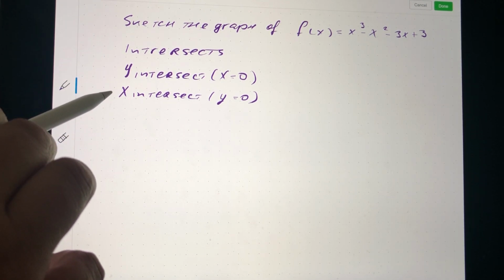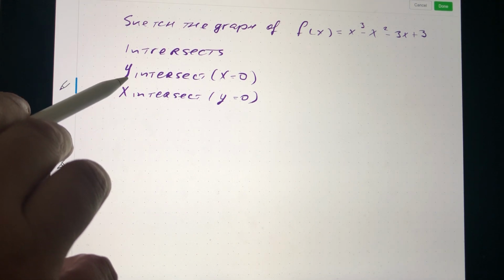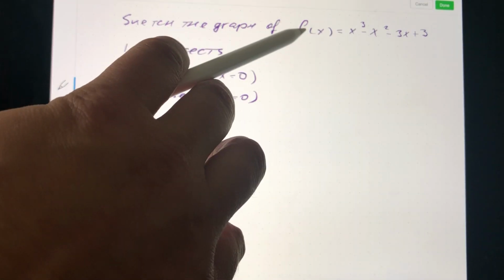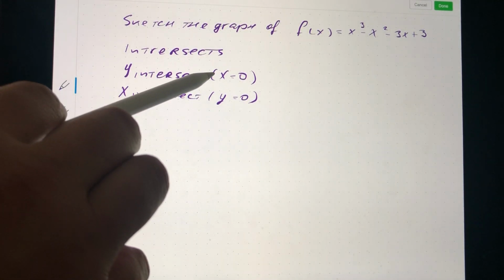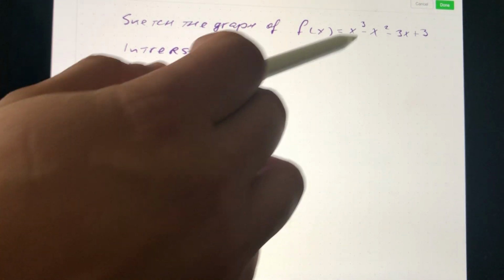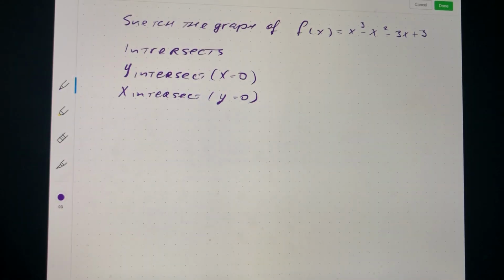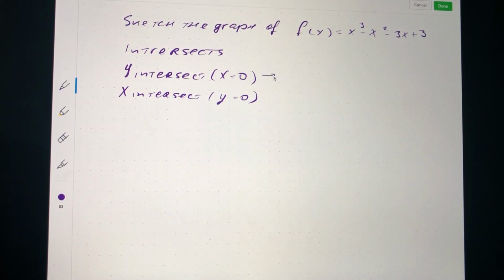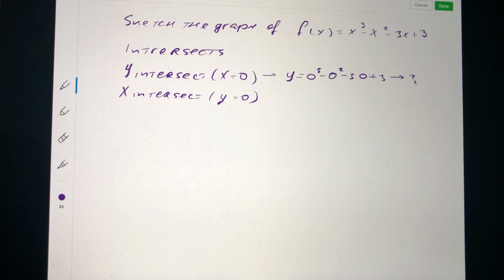One of them is the intersects. To find the y-intersect, the place where this curve is crossing the y, we make x equals 0. If we put 0 for all of these x's here, the only thing left will be 3. So y is 0 cubed minus 0 squared, minus 3 times 0, plus 3, which is 3. So the y-intersect is 3.